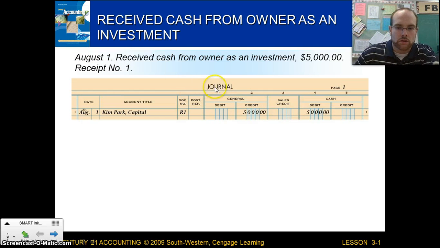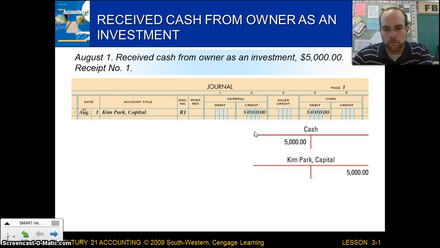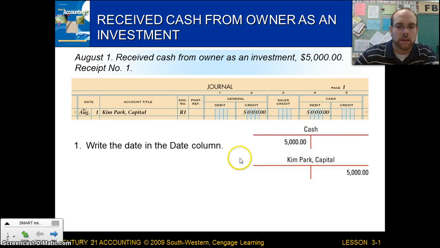With that, we have our journal here, our 5-column journal, and now let's break down how we filled it out. And then we also take a look at what 2 accounts are affected, as we've been talking about in Chapter 2. What 2 accounts are affected, and it's going to be cash and Kim Park Capital, so that we identify those are the T accounts that are affected, and that both sides end up being affected.